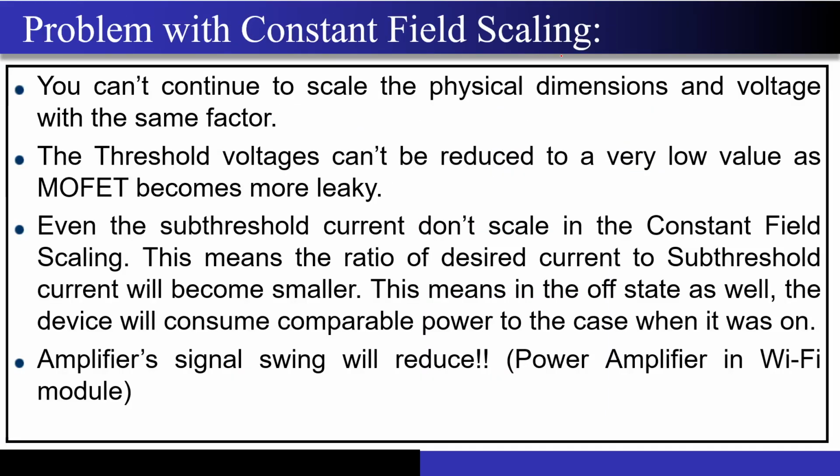Okay, so as I told you, with respect to constant field as well as generalized scaling, what were the problems that we faced in constant field scaling? First of all, you cannot continuously scale the physical dimensions and the voltage dimensions with the same factor. At some point you will hit a limit on how low you can bring your voltage down. One of the first issues that will come up is that we cannot scale down the threshold voltage of the MOSFET to a very low value.